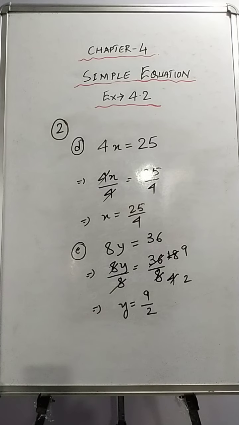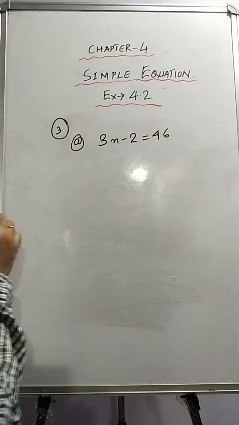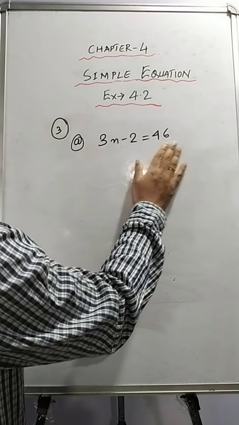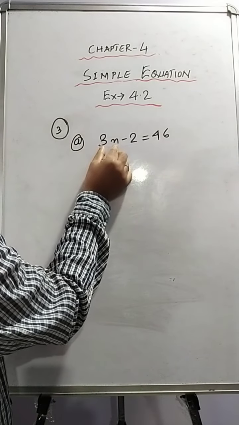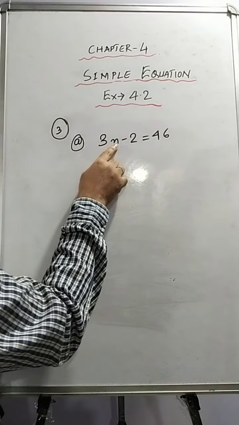Okay students, now let's move on to sum number 3. Now sum number 3, question number 3, sum number A, we have this equation 3n minus 2 equals to 46. Now you see on the left hand side we have two terms, 3n minus 2 equals to 46. Now same thing, we have to find the value of n.